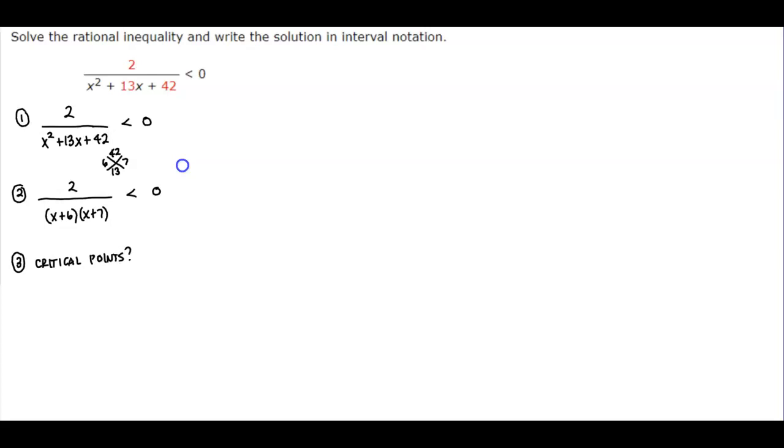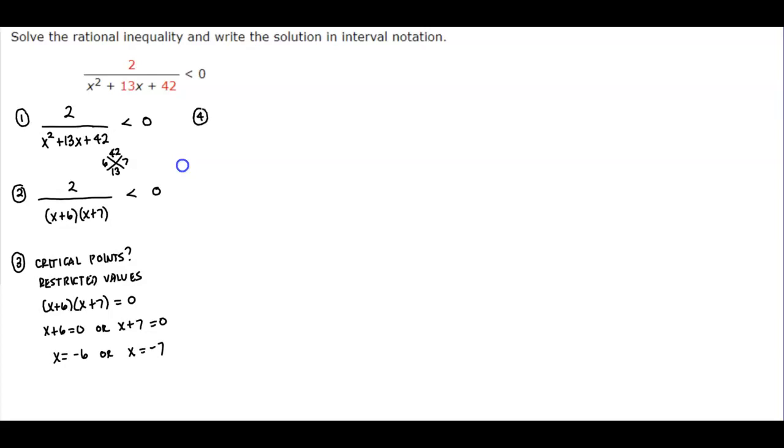Okay, the numerator doesn't have a variable in it, so it's a constant. So we need to focus on the denominator, and the denominator means that we'd have restricted values there. And so we have x plus 6 times x plus 7, and we're going to set that equal to 0. So we have x plus 6 equal to 0, or x plus 7 equal to 0. Solving for x, we get x is equal to negative 6, or x is equal to negative 7.